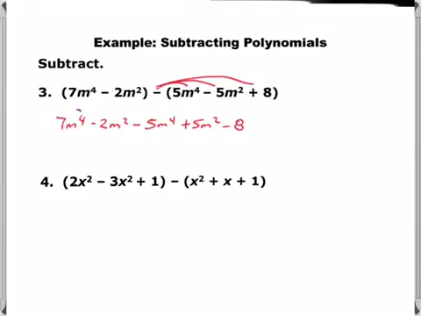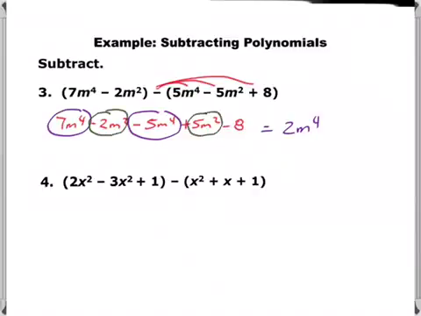So my like terms right off the bat, 7m to the fourth, negative 5m to the fourth. So that's 2m to the fourth. Then I've got negative 2m squared and then positive 5m squared. So that gives me 3m squared. And then last but not least, we've got the negative 8, which we'll just tack on the end here. So our final answer becomes 2m to the fourth plus 3m squared minus 8.